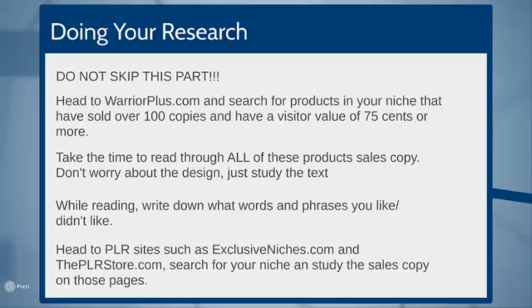So say, we'll go back to the list building niche again. Let's say your niche is list building. You'd want to head over to a PLR site like Exclusive Niches, search list building, find a PLR product, and most of those products will come with a sales page. And you could go ahead and read through those sales pages, read through the copy, because like I said, most of the time the product is complete crap, but the sales pages are actually pretty good. So go ahead and read through those as well, study those, take notes just like you did when you were going through the Warrior Plus products.